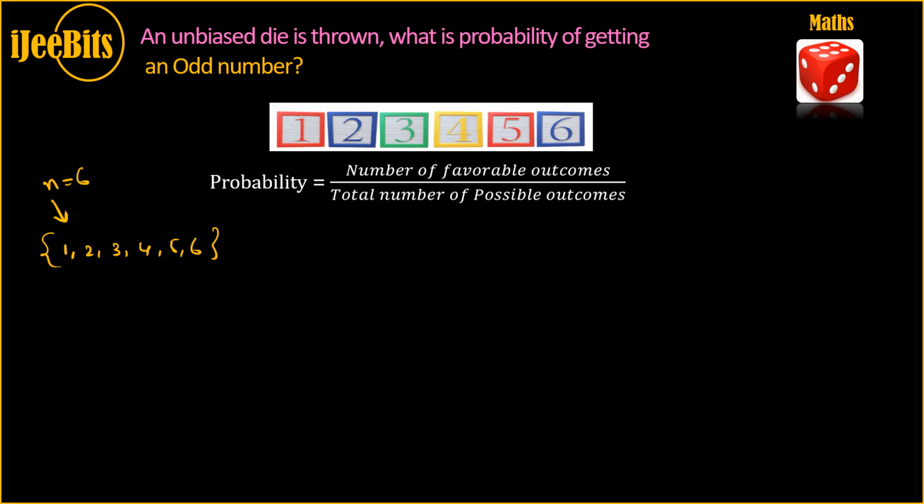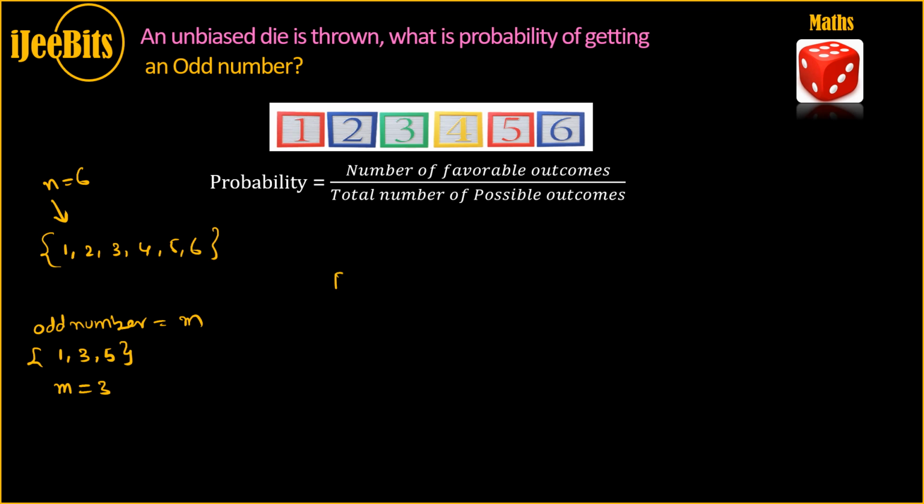If you look at it that way, and then the odd numbers. What are the odd numbers? That is m. So odd numbers means 1, 3 and 5. That means m equals 3.